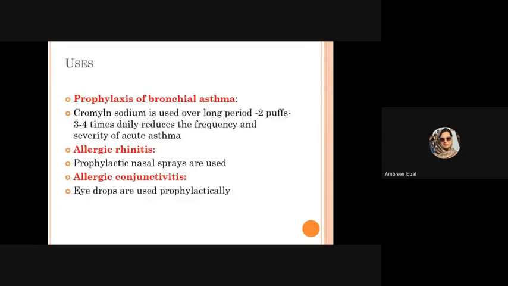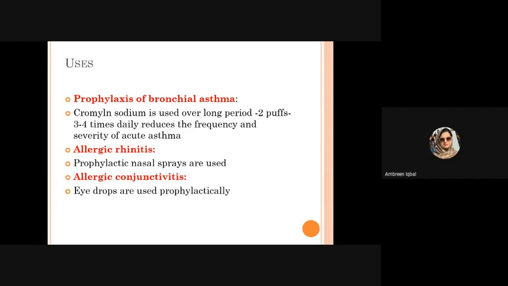It is used in the prophylaxis of bronchial asthma. Prophylaxis means preventing the attacks of bronchial asthma. It is also used for allergic rhinitis. Allergic rhinitis is inflammation of the nose that is also due to antigen antibody interaction. Allergic conjunctivitis is inflammation of the conjunctival layer of the eye due to antigen antibody interactions.